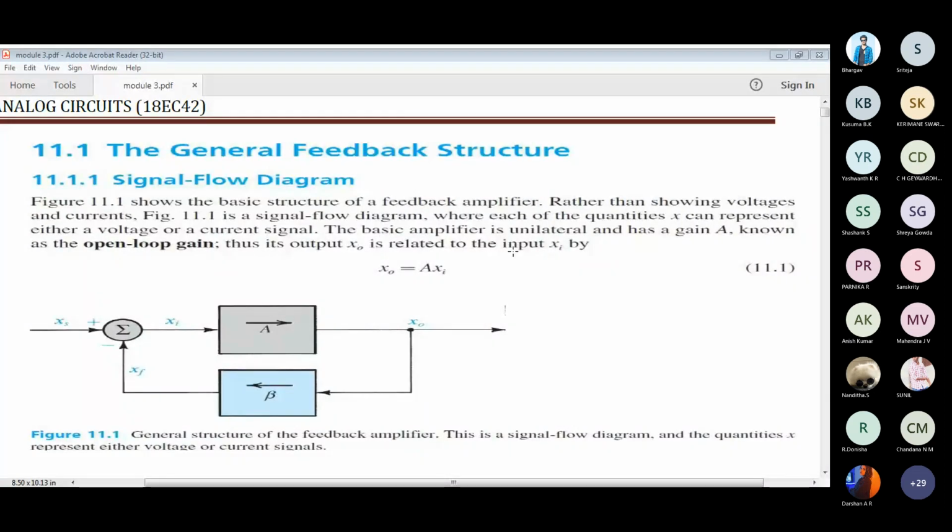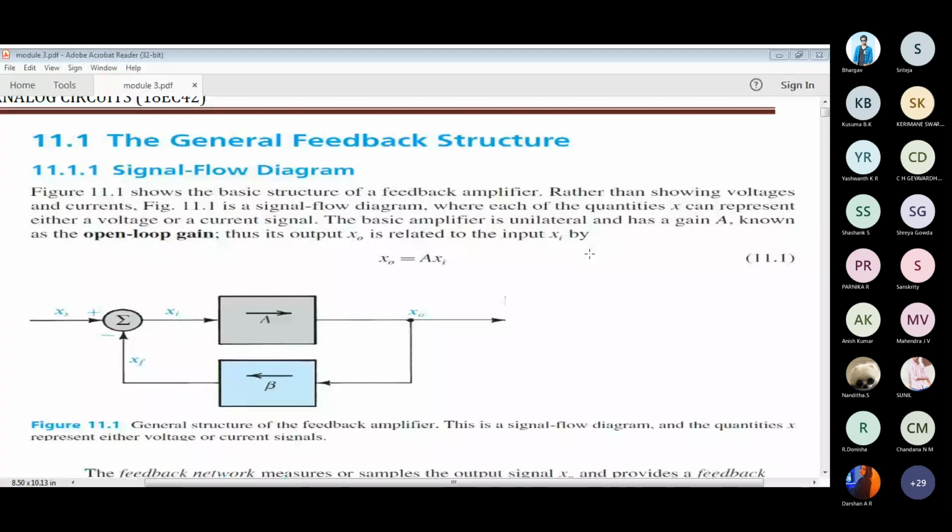So I repeat once again: till now we have discussed only amplifiers separately, and we have discussed oscillators. In oscillators, we have feedback. In amplifiers, we do not have the feedback. But here we have an amplifier with the feedback signal. So let us see how exactly it is going to work.